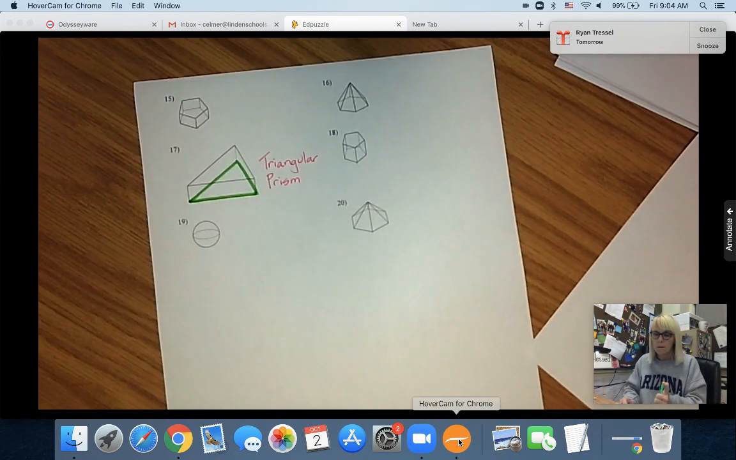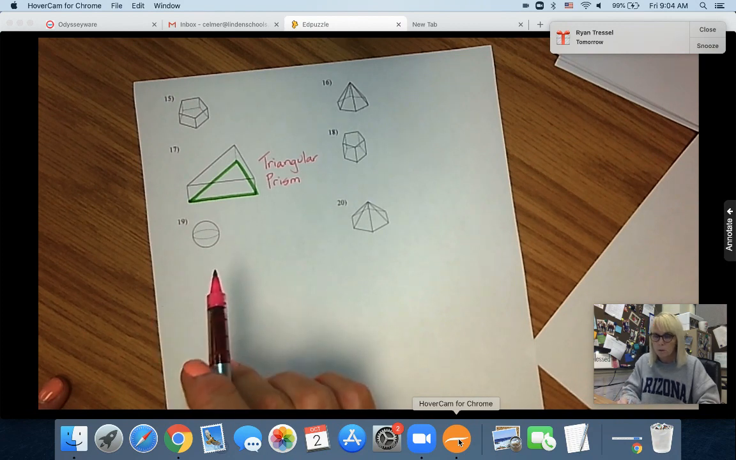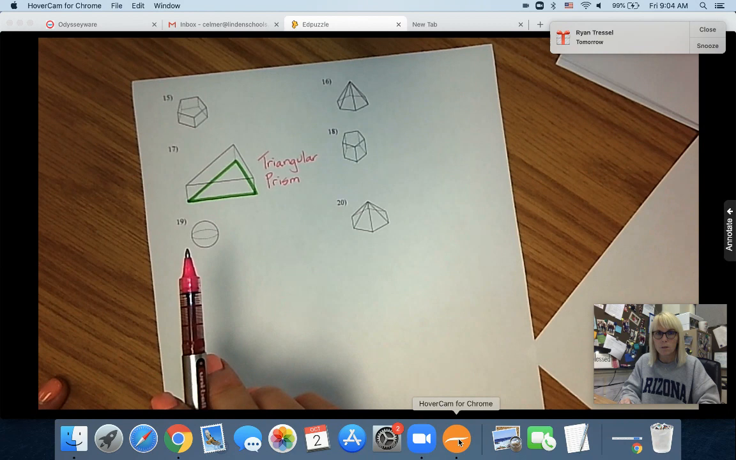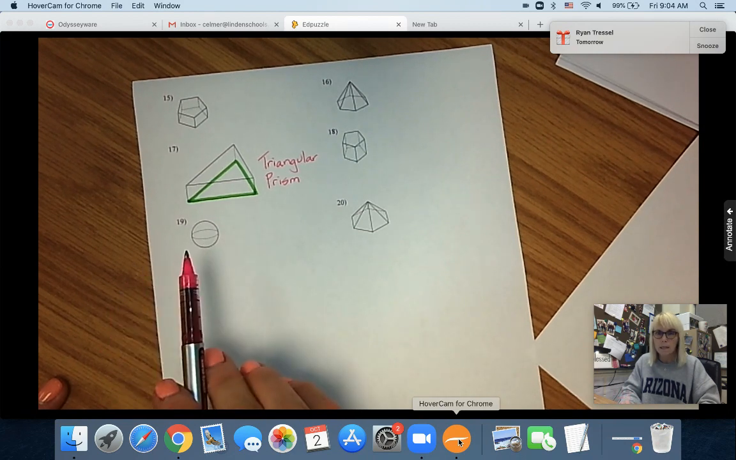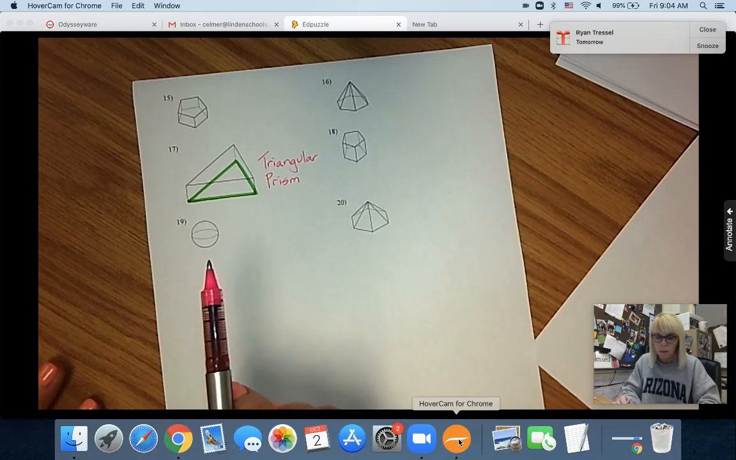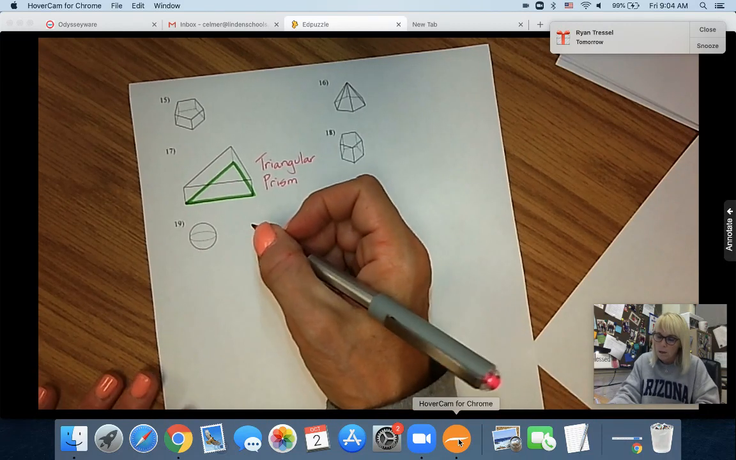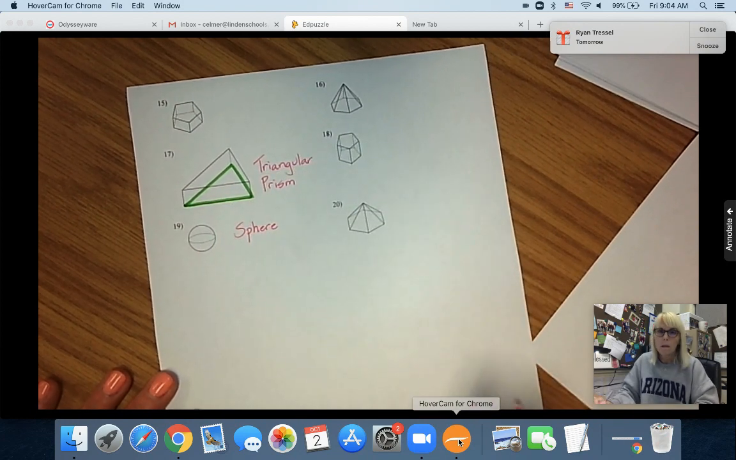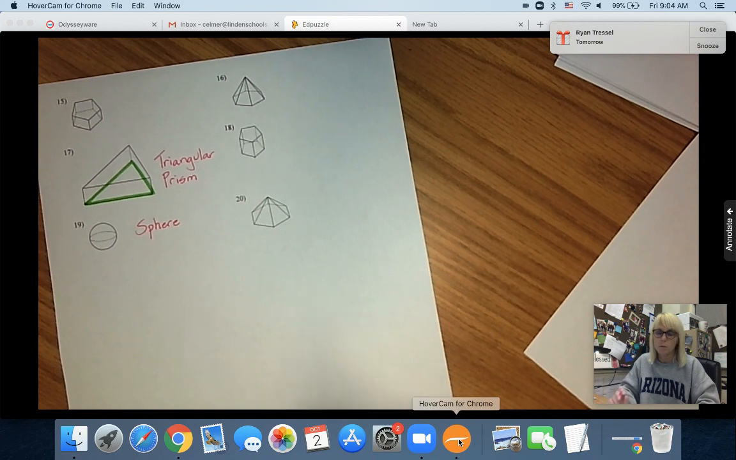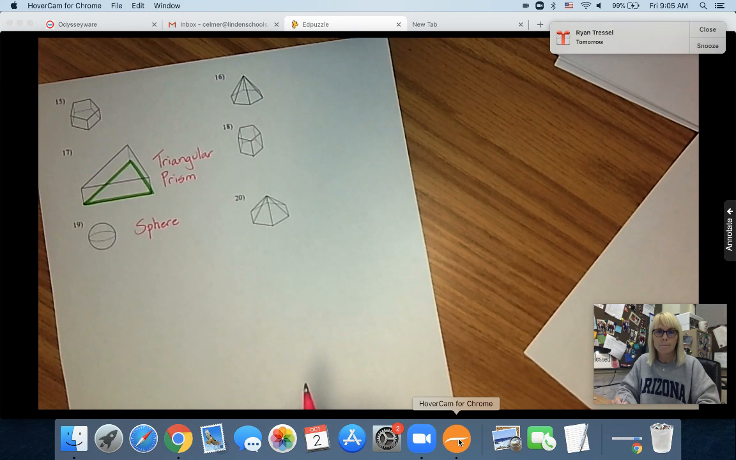All right, I'm going to pause the video real quickly and have you do number 19 real quick. Okay, so the first thing you want to do when you look at these figures is say to yourself, does this figure have all polygon faces? And the answer to that is no to this one. So it's a non-polyhedron and it is a sphere. All right, last one for this set of notes. I want you to do number 20 real quickly, and I'll give you a second for that.